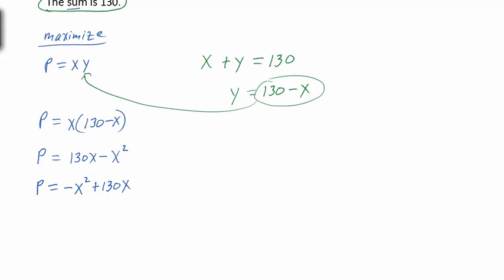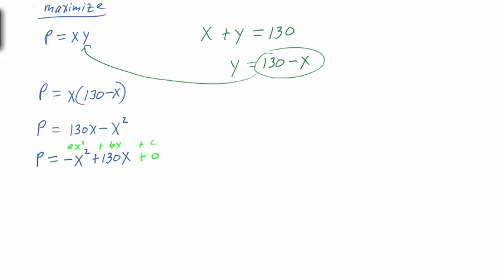Now, I think this way it looks a little bit nicer. Keep in mind, there's nothing added on here. You could think of this as plus 0. Normally, you think of a quadratic equation: we have your x squared term, your x, and then your constant term. And this is really like ax squared plus bx plus c, where a is negative 1, b is 130, and c is equal to 0.